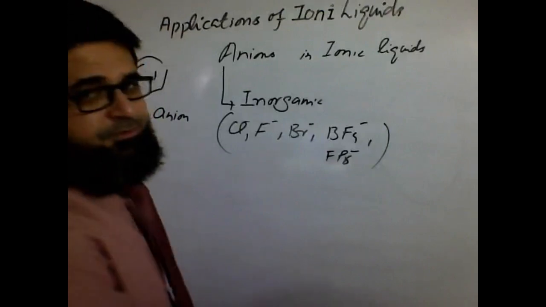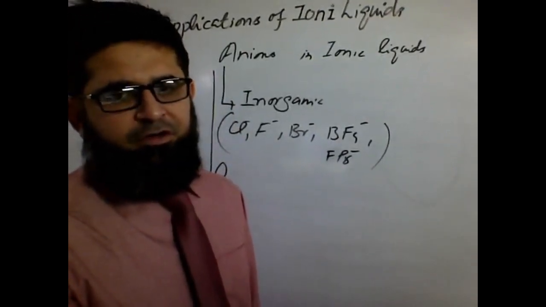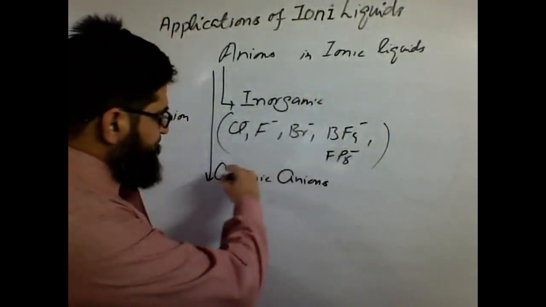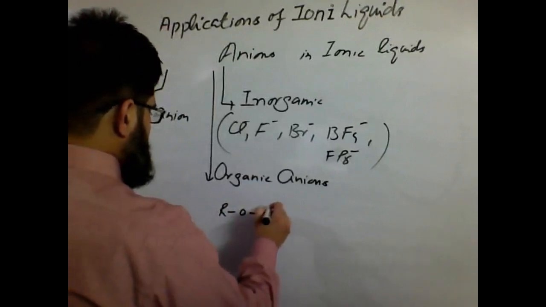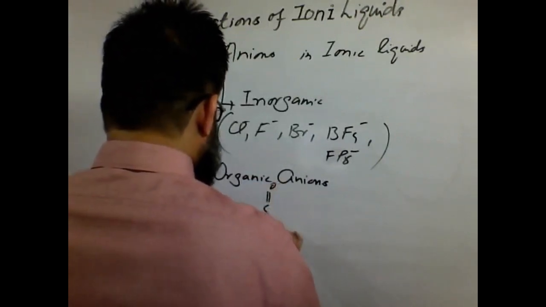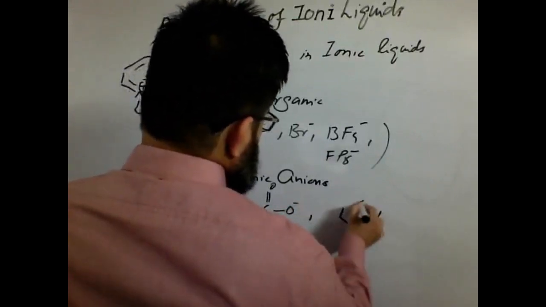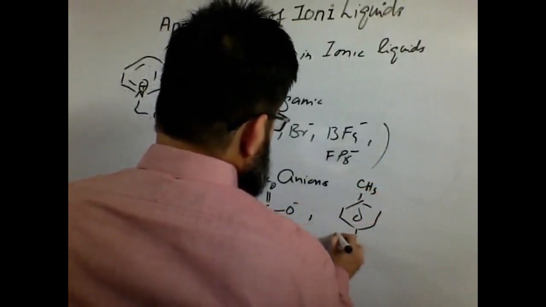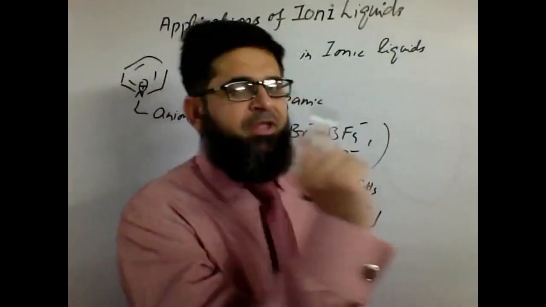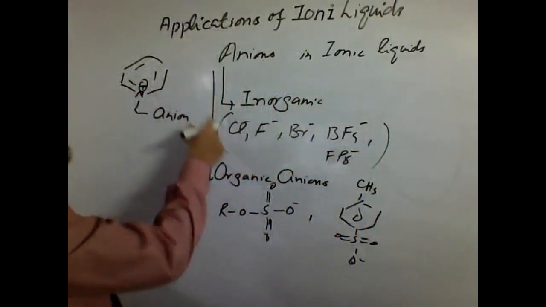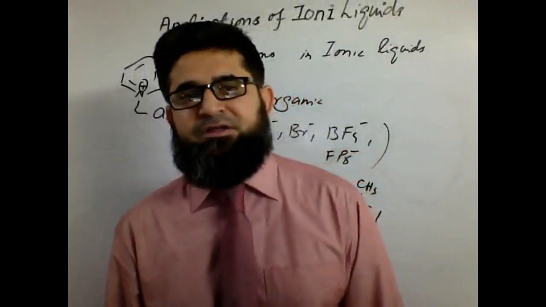Then in the case of organics, the ones which are organic in nature, the organic anions could be alkyl sulfonates, or they could be tosylates. So these are a few common examples of cations and anions which can be put together to generate ionic liquids. This is how ionic liquids are produced, by the combination of different anions and cations.